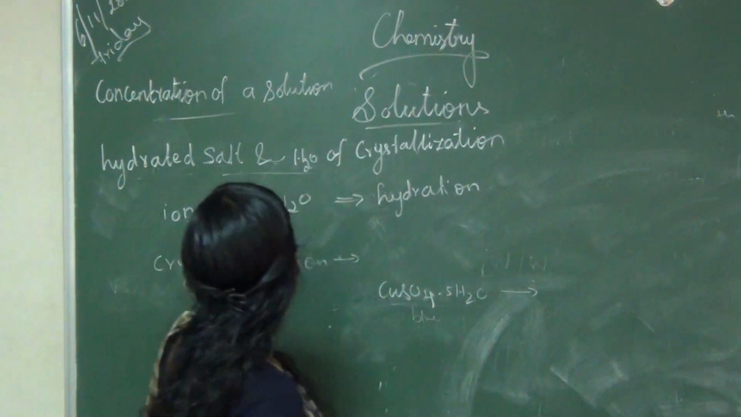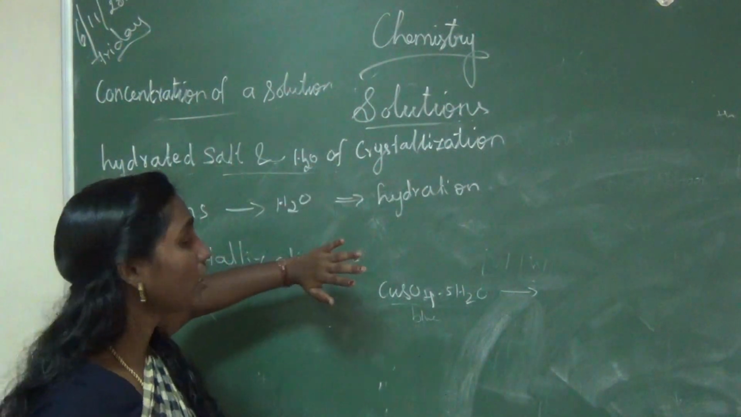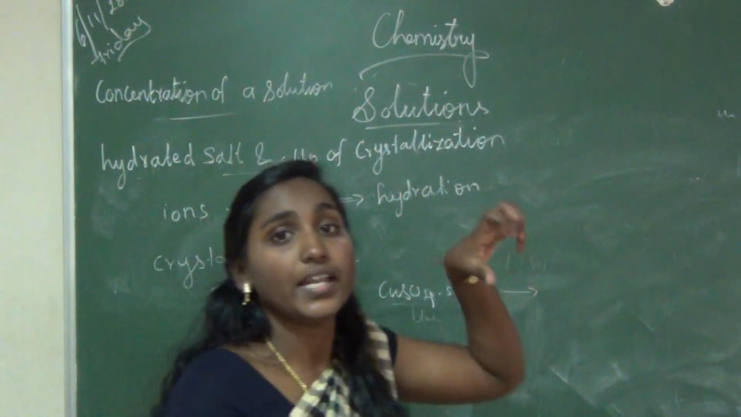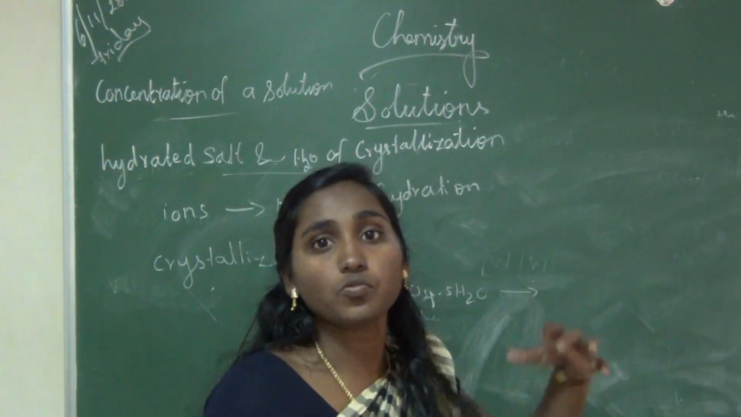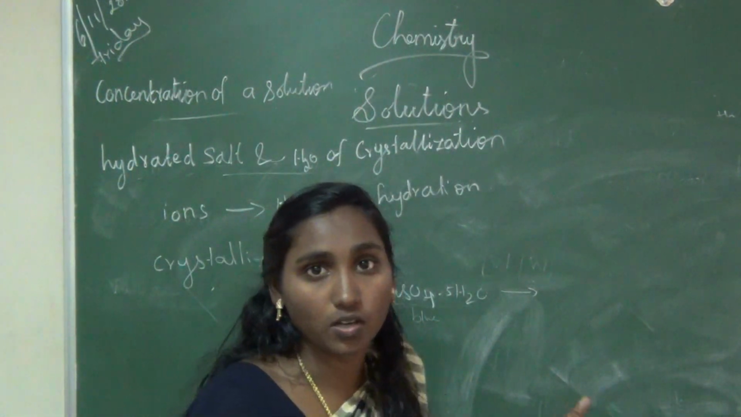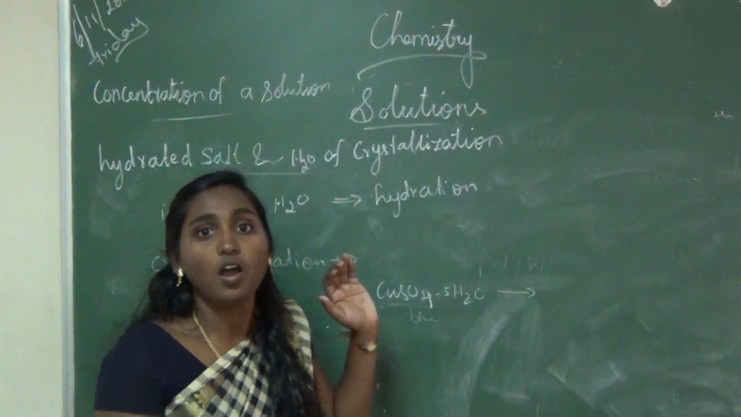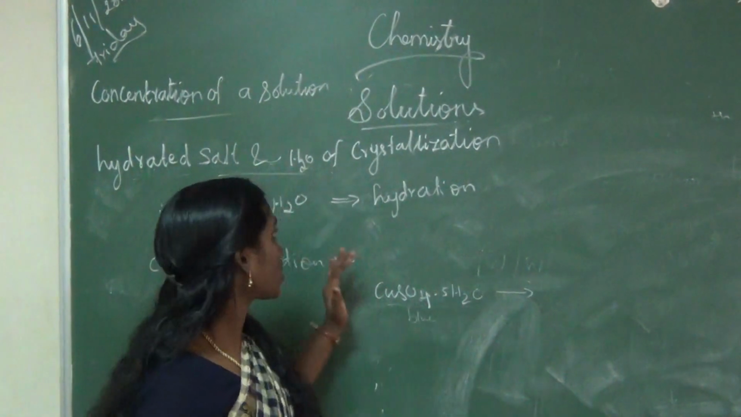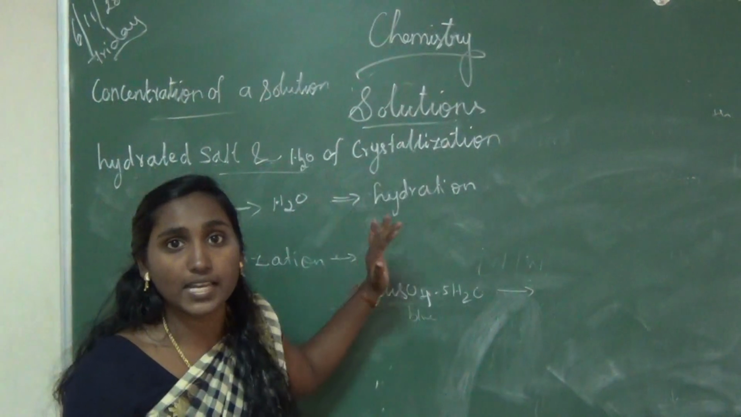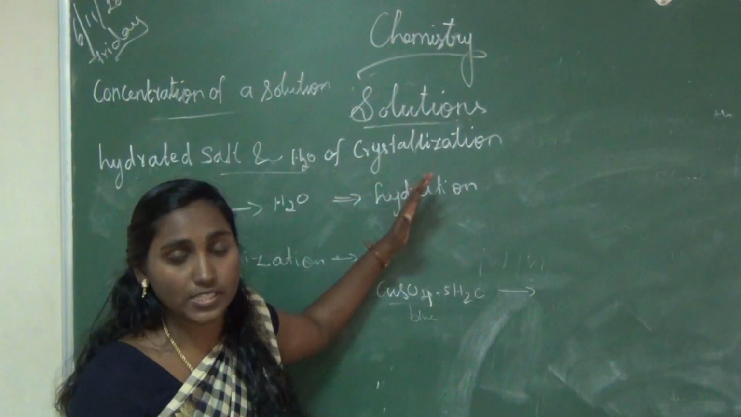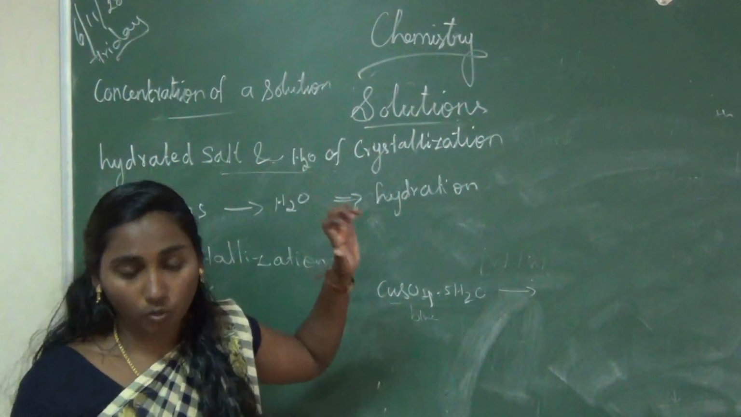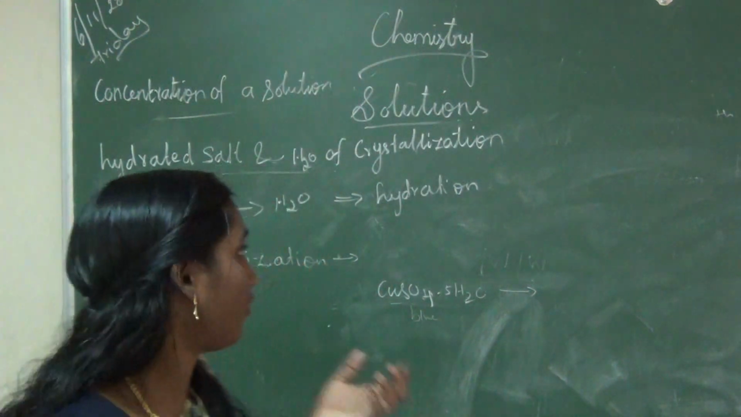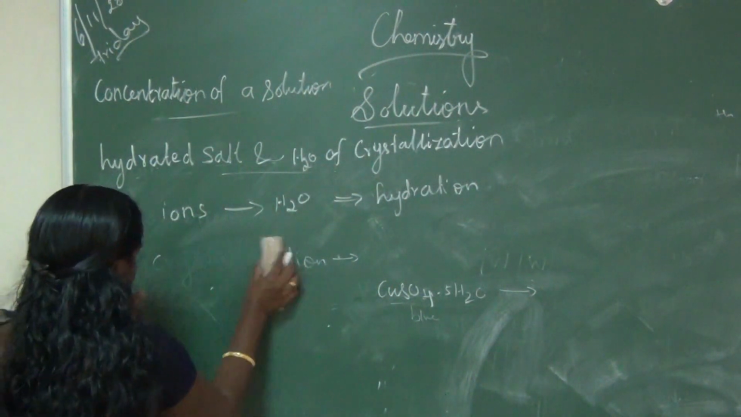Have you understood water of crystallization? Water of crystallization means the number of water molecules found in a crystalline substance. The number of water molecules found in a crystalline substance is called water of crystallization. Have you understood water of crystallization? Then next we are going to study some examples of water of crystallization.